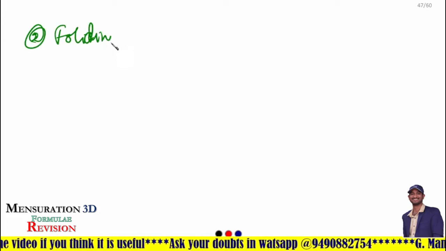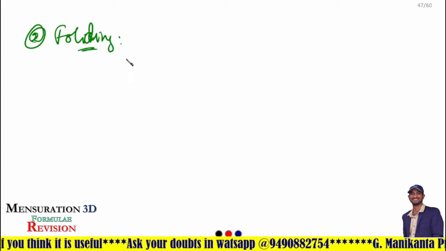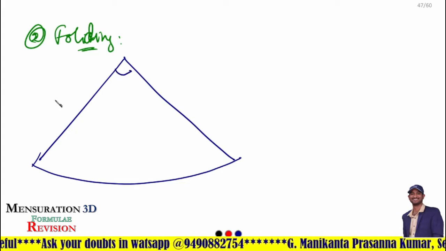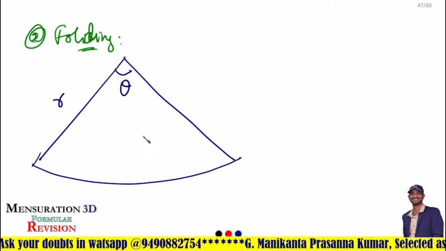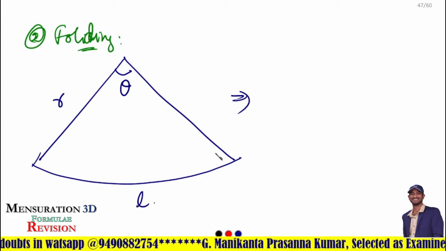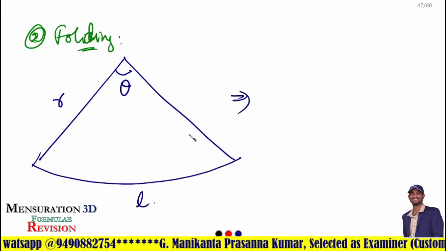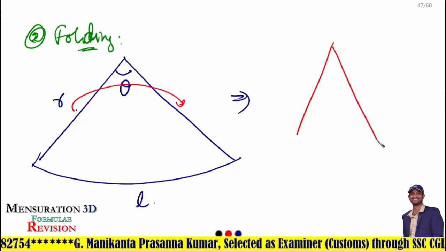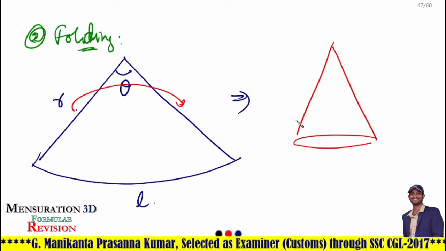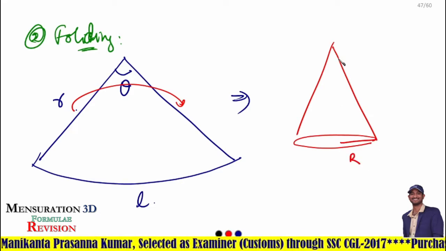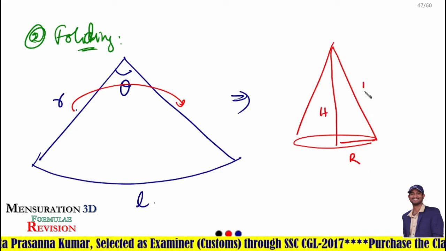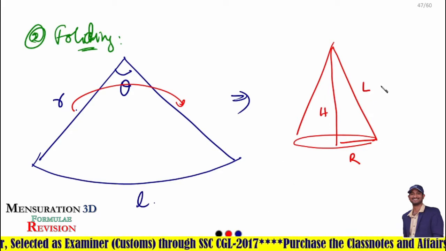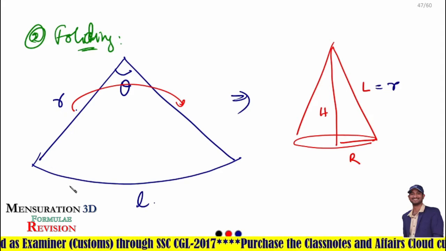Which one has to fold to get a cone? You have to fold a sector. If this is a sector of radius small r and with central angle theta and length of the arc is L, if it is folded end to end, this end to this end, then you will get a cone. Okay, and this cone radius is capital R and height is capital H and L is slant height. So slant height of this cone is always equal to the radius of this sector.